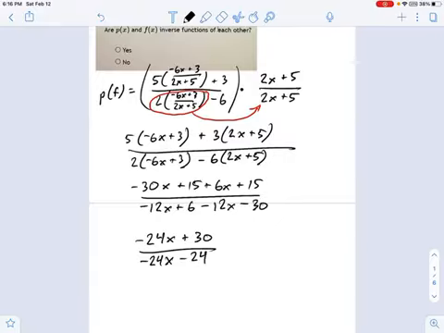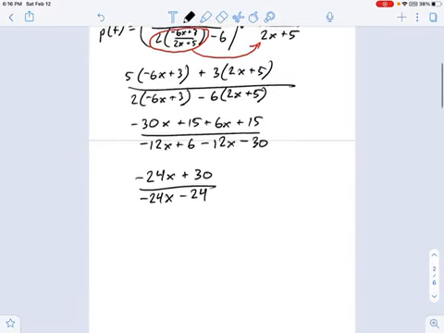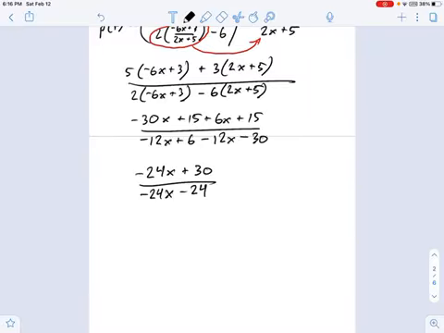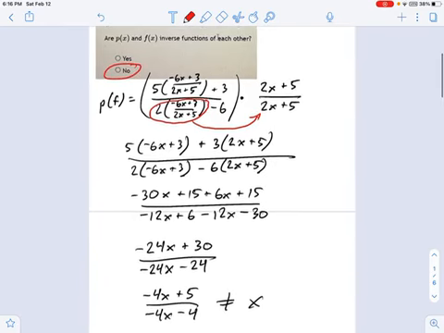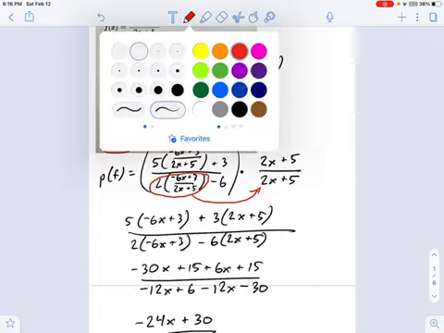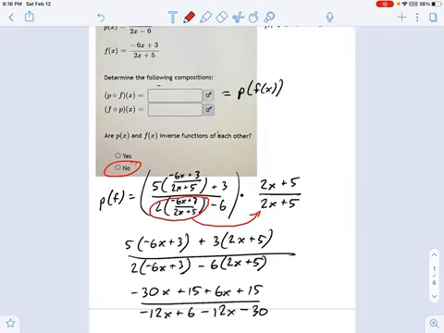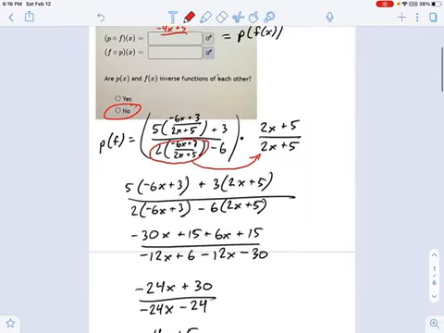The main result is going to be similar in that I get this. I can simplify that if I want, but I can see this is not going to be equal to x. We're going to get something like negative 4x plus 5 over negative 4x minus 4. It's not x. So as soon as I see that p of f is not x, I can answer this with a hard no. These are not inverses. I'm going to take that negative 4x plus 5 and put it right here. So this composition is negative 4x plus 5 on the top, and on the bottom I had negative 4x minus 4.